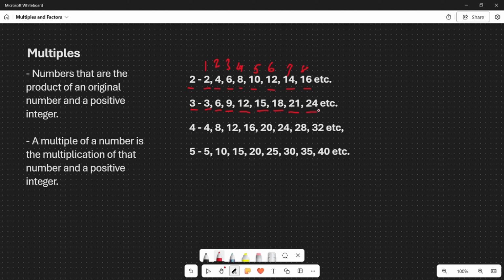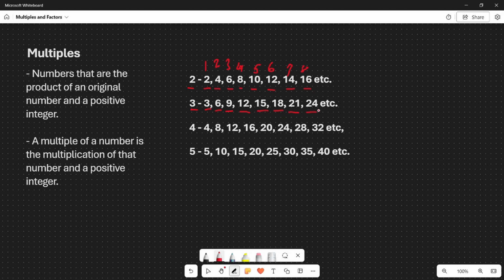4 also goes with 4 times 1 is 4, 4 times 2 is 8, 4 times 3 is 12, 4 times 4 is 16, and 5 also goes with 5 times 1 is 5, 5 times 2 is 10, 5 times 3 is 15, 5 times 4 is 20, 5 times 5 is 25, and 5 times 6 is 30.